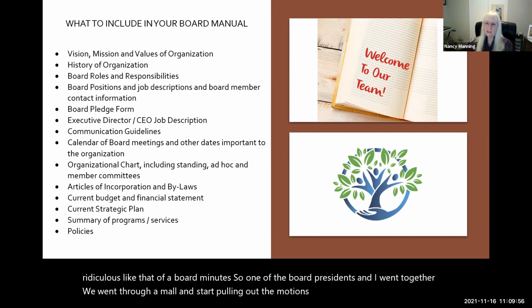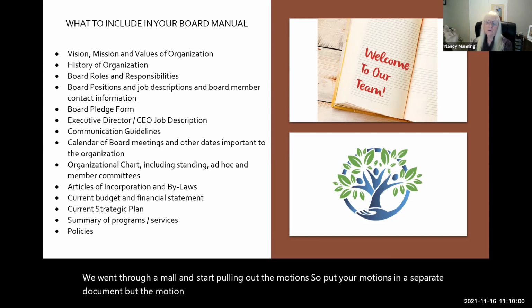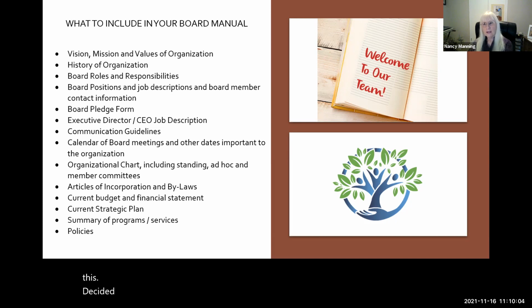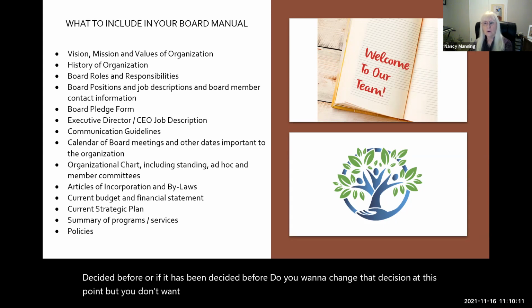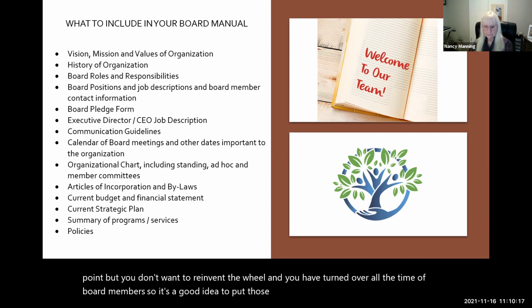So put your motions in a separate document: what the motion is and what the result was. So then you can always find out, has this been decided before? Or if it has been decided before, do you want to change that decision at this point? But you don't want to reinvent the wheel, you know, and you have turnover all the time with board members. So it's a good idea to put those motions somewhere else. All right.